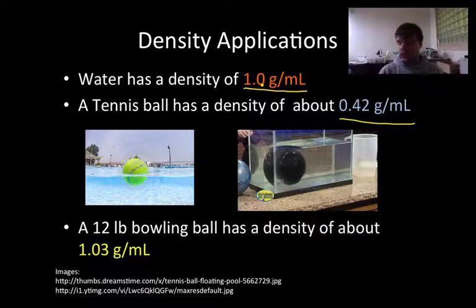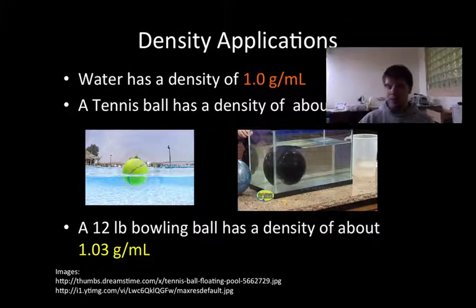Now, if I compare that to a 12-pound bowling ball, it's got a density of about 1.03 grams per milliliter. So it's only over 1 by 0.03. But that is still enough to show that that bowling ball, since it has a higher density than water's, which is 1, will sink down to the bottom of the water.